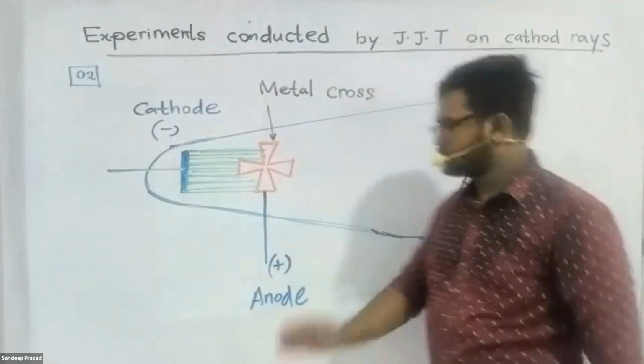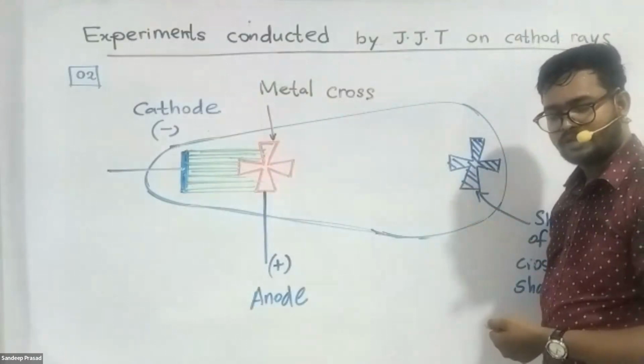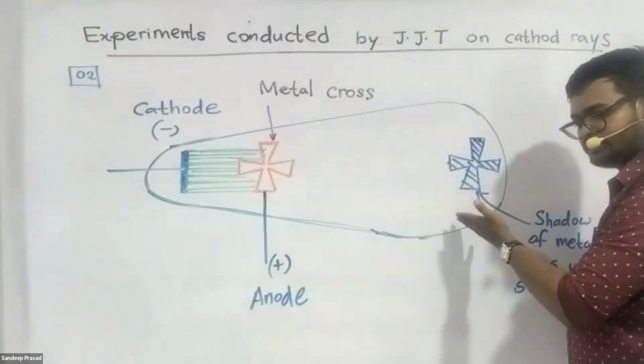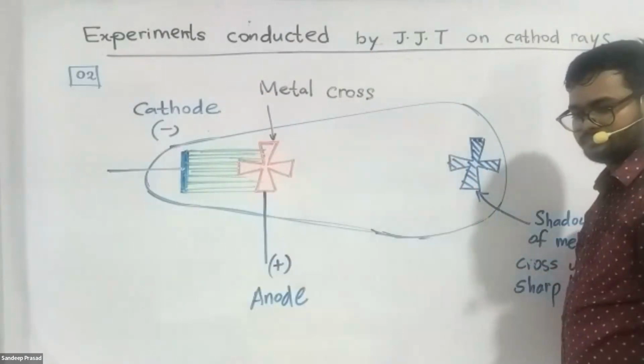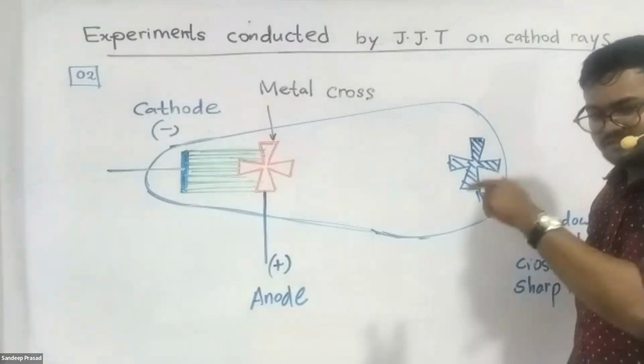So actually, if the cathode rays were moving here and there randomly, we could not have this kind of shape or shadow. Can you understand what I'm saying? If the cathode rays were traveling randomly in every direction, how could we have this kind of exact image? The size is also the same. Then you can understand that cathode rays travel in a straight line, like light.